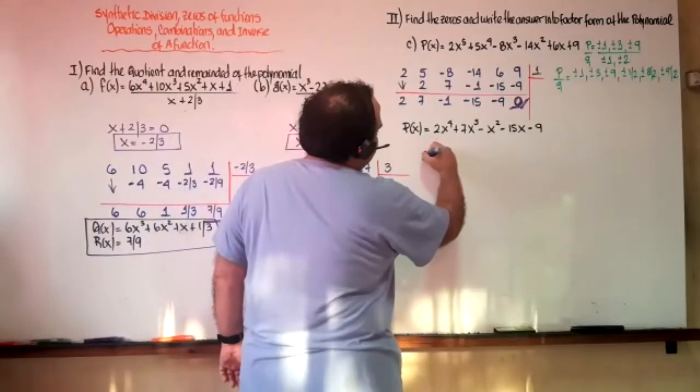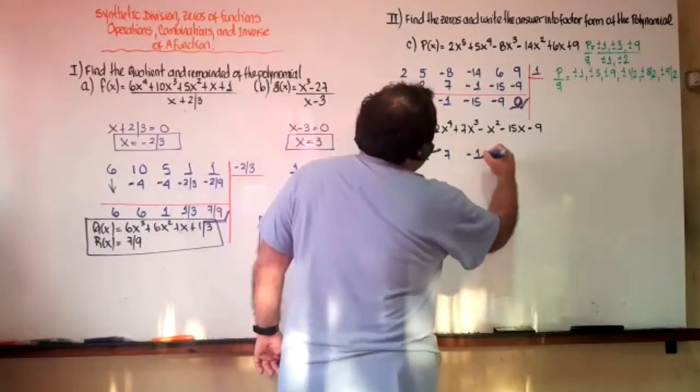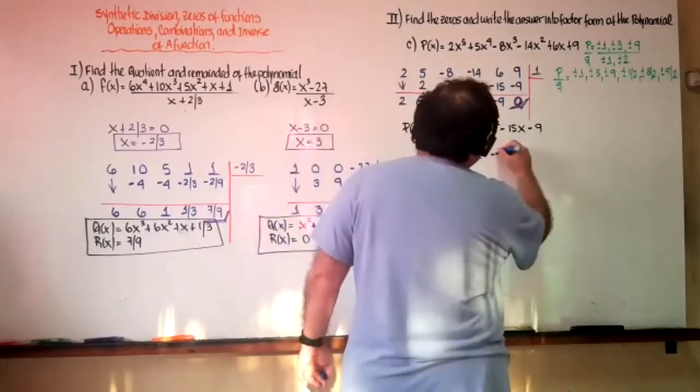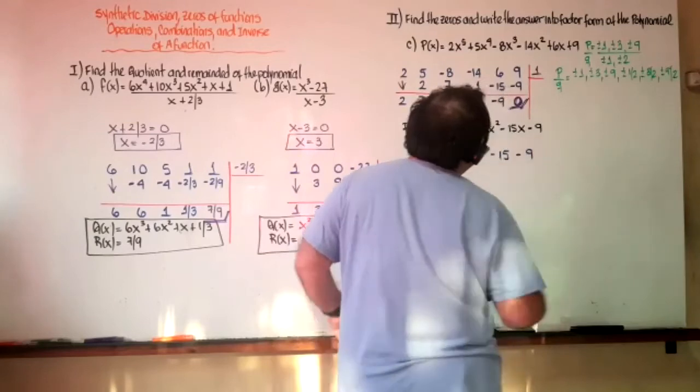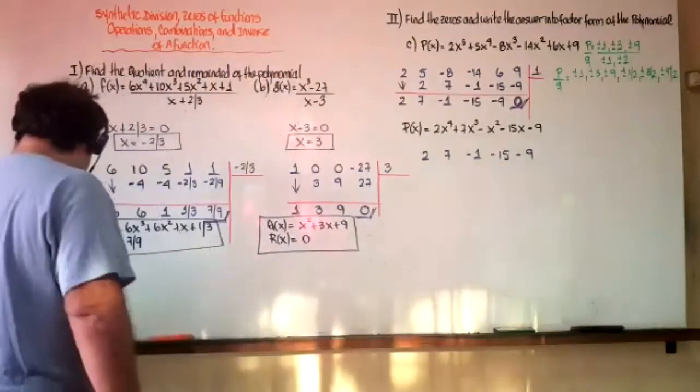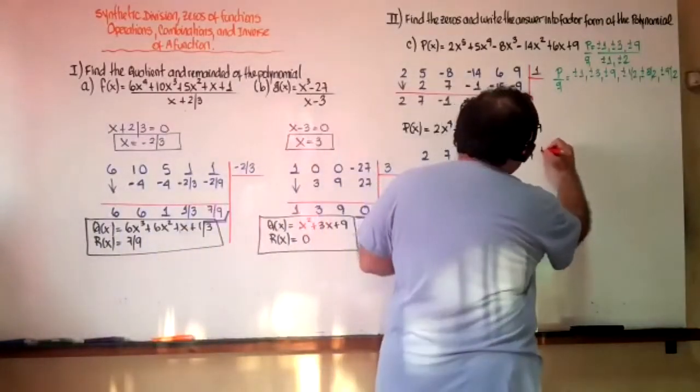Again, I'm going to copy the numbers: 2, 7, negative 1, negative 15, and negative 9. Okay. And because of that, let's choose another random number.